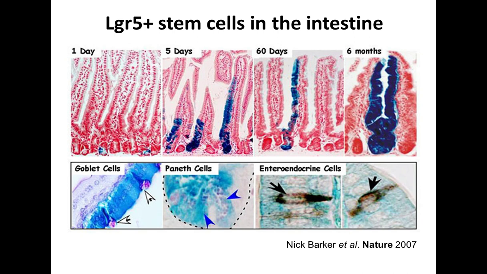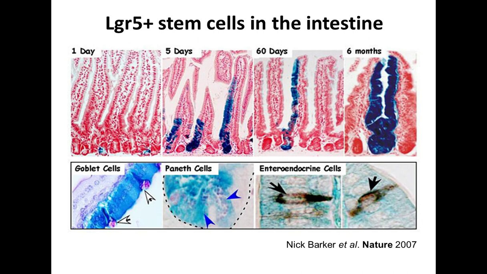There are also Paneth cells. You can also see endocrine cells. So all this data means that the firstly labeled LGR5 positive stem cell is the real stem cell population of the intestine. So this was published in 2007, which is like 13 years ago from now.